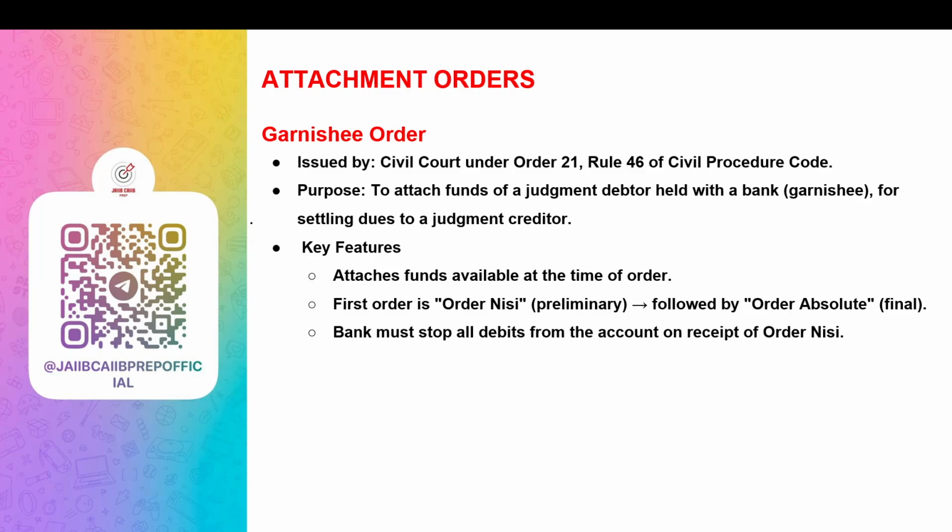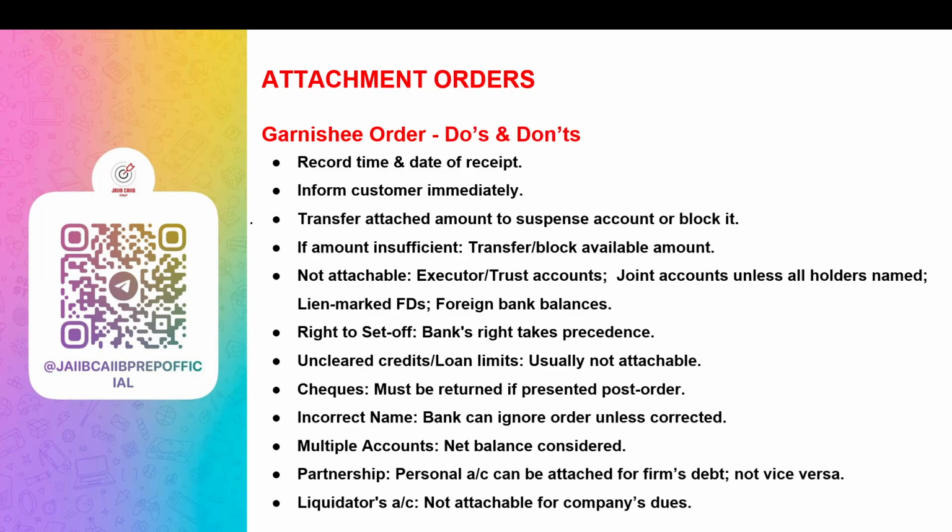Order nisi is a temporary order. It asks the bank to explain why the money in the debtor's account should not be used to pay the creditor. Until the court gives the final order, the bank must stop any withdrawal from the debtor's account and inform the customer. Order absolute is a final and binding order. The bank is now directed to transfer the specified amount to the court for payment to the judgment creditor.